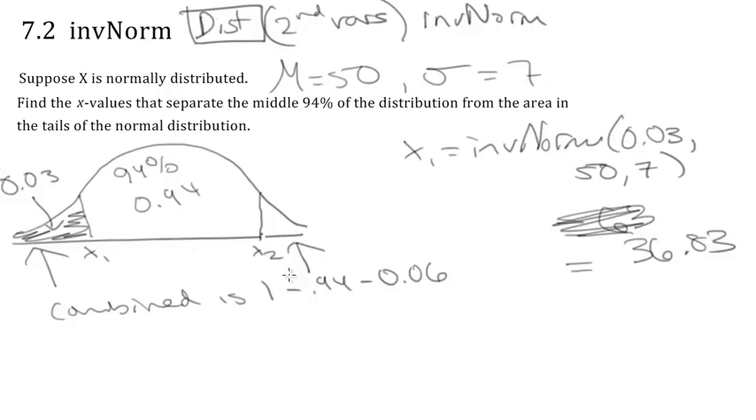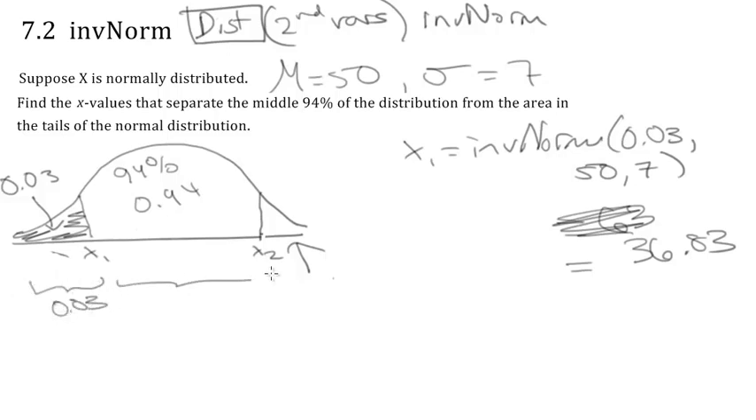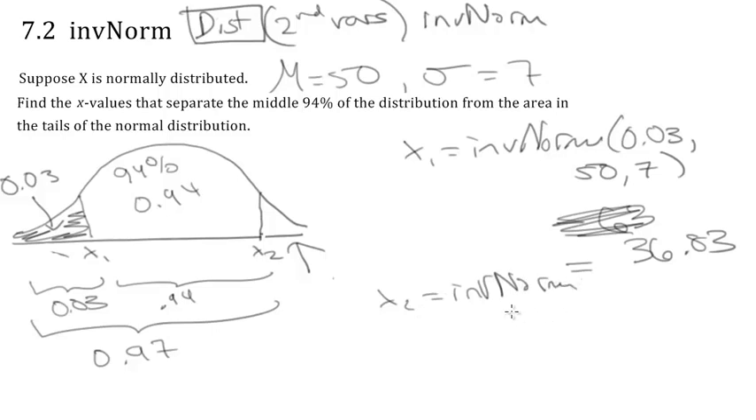Now to find x2, let me do a little bit of erasing here. To find x2, the area to the left of x2, well, we've got two areas to the left of x2. We have here 0.03 and we have here 0.94. Combined, what I have to the left of x2 is 0.97. So x2 is going to equal inverse norm 0.97, comma 50, comma 7.